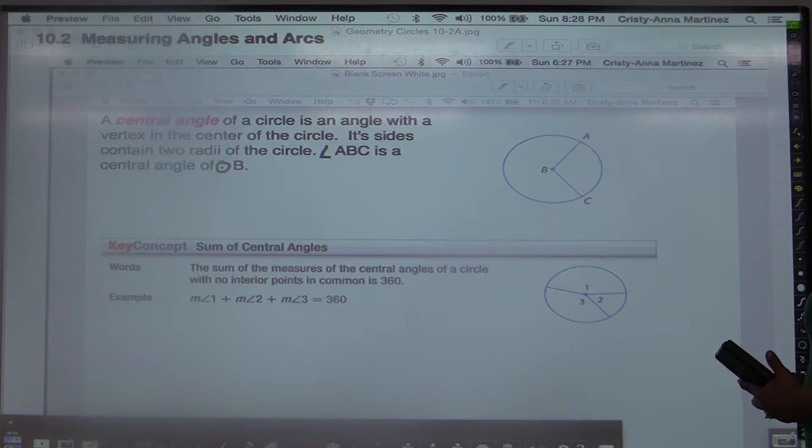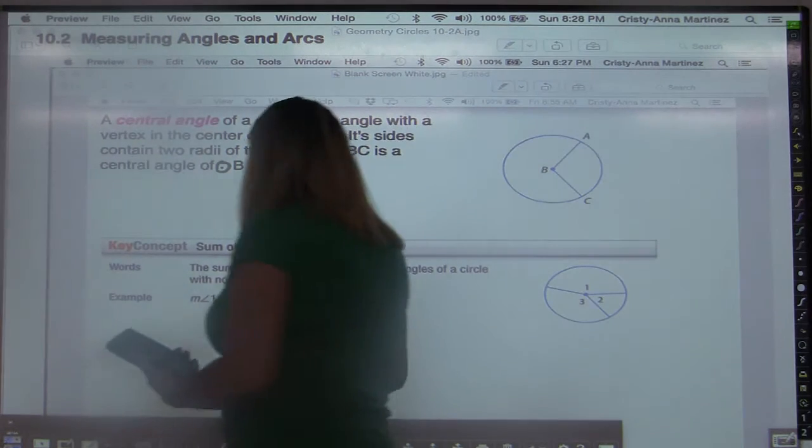Because we know that the degrees in a circle are 360, we know that if you add up all of the central angles of a circle, then it should also add up to 360. So that's your first key concept here.